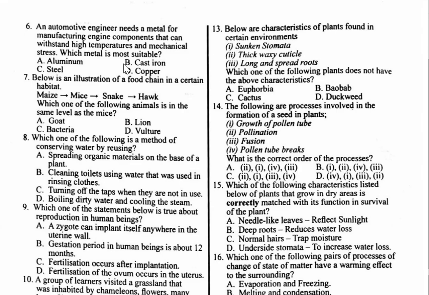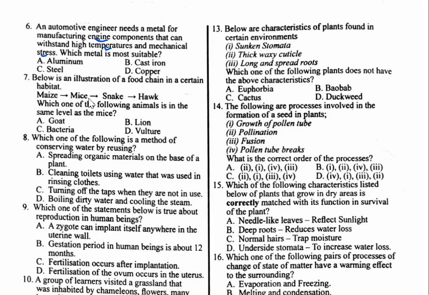Here we have a very good question. An automotive engineer needs a metal for manufacturing engine components that can withstand high temperatures and mechanical stress. Which metal is most suitable? A, aluminium, B, cast iron, C, steel, D, copper. Which one do you think is the correct option?